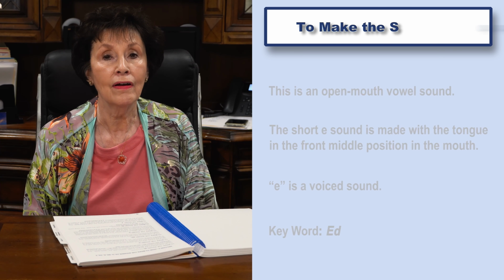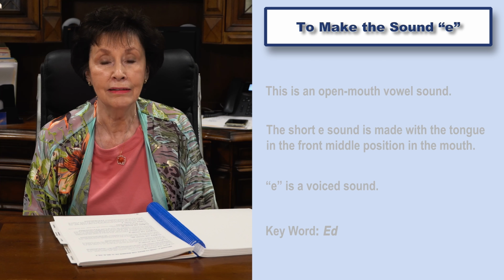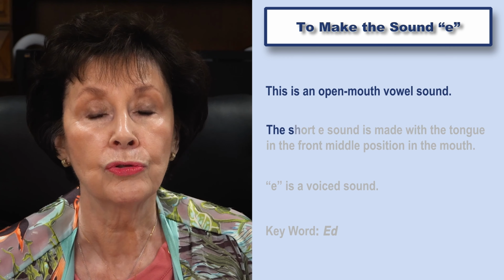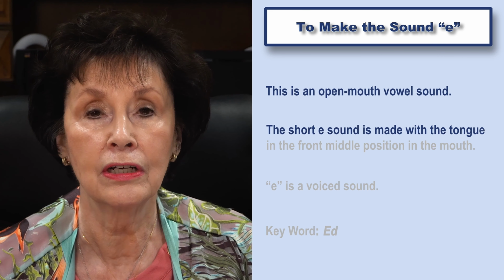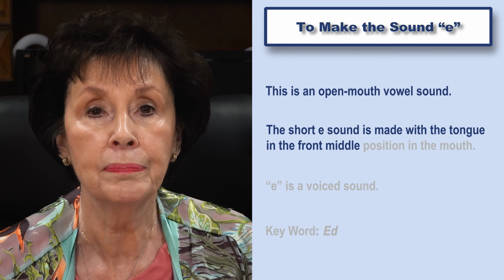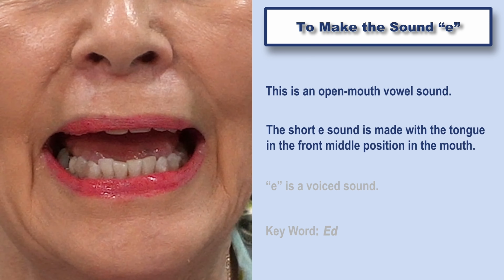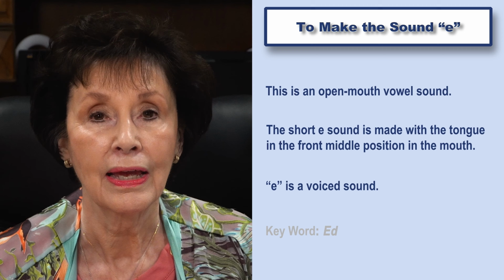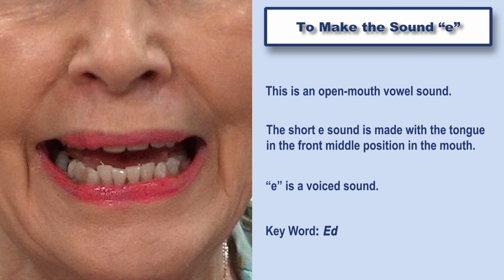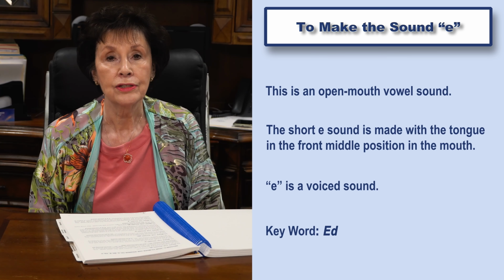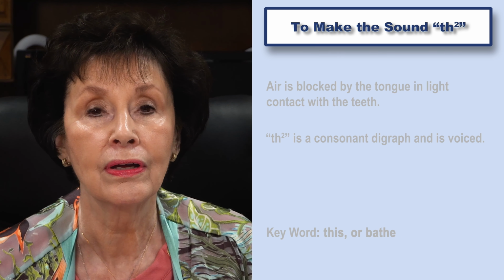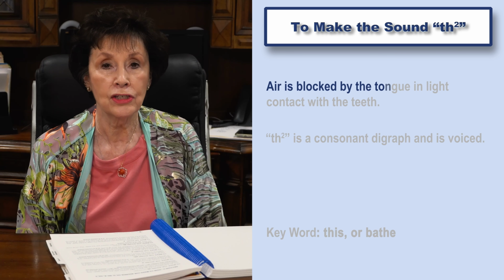To make the sound of the letter E, which is an open mouth vowel sound, this short E sound is made with the tongue in the front middle position in the mouth. E is a voiced sound. Keyword, Ed.